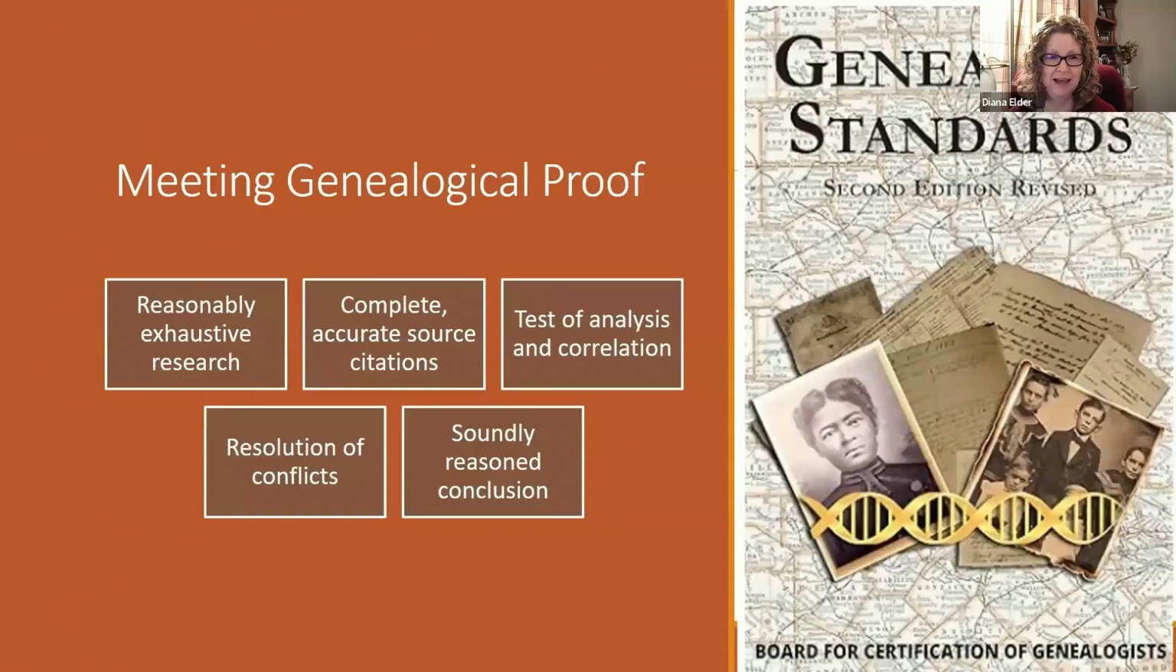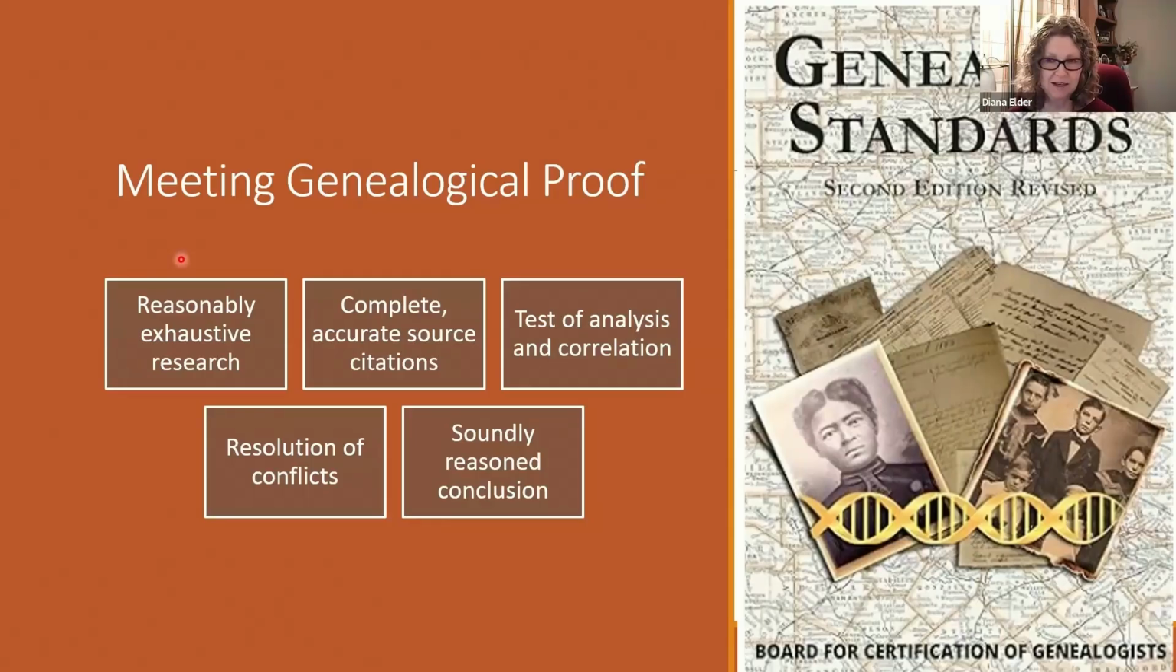So the question comes up, when have I met proof? And we may have done lots and lots of reports and we feel like we've got enough, but do we have enough? And I think it's awesome that the genealogy community has come together, and this was really started by the Board for Certification of Genealogists, and put together the Genealogical Proof Standard. And so here you see the main points. We've probably heard this before, but this gives us such a good, solid idea of if we have done enough.